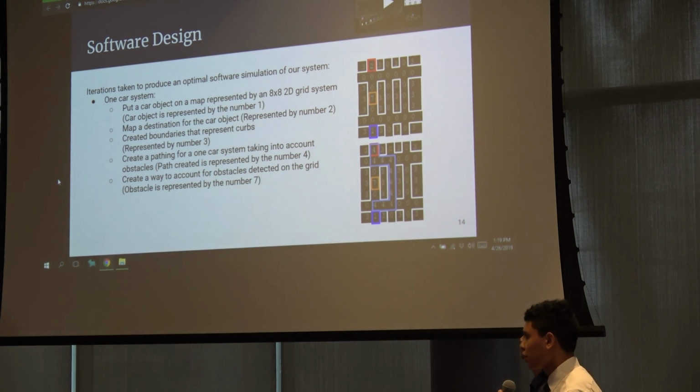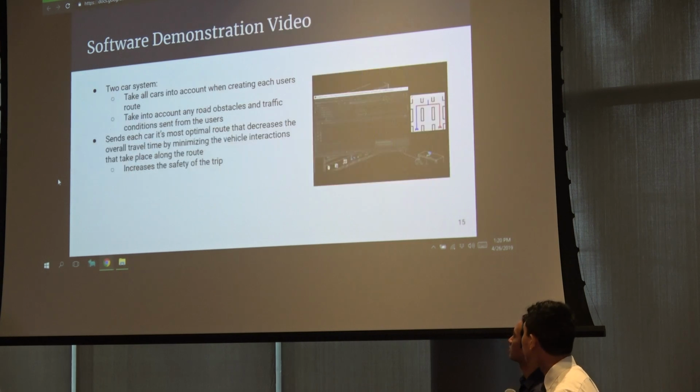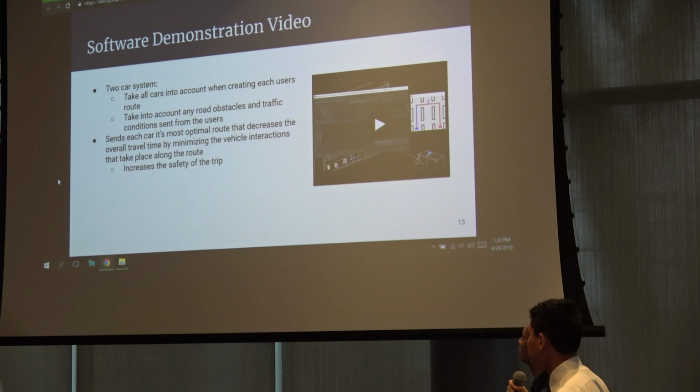The pathing was represented by the number 4, and 7 represents obstacles on the grid. Additionally, all the 0 points would eventually represent RFID tags in our system. So every time the car would go over a certain RFID tag, it would correlate to a position on our software grid. These are all videos that we'll eventually show in our video demonstration.